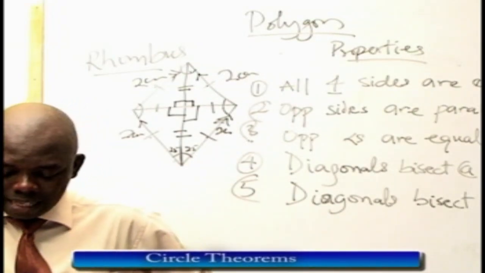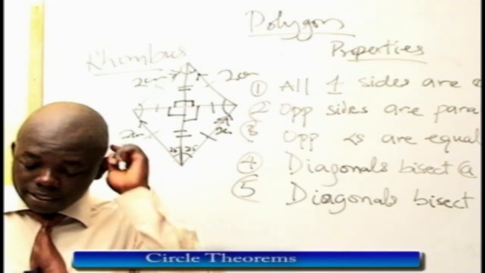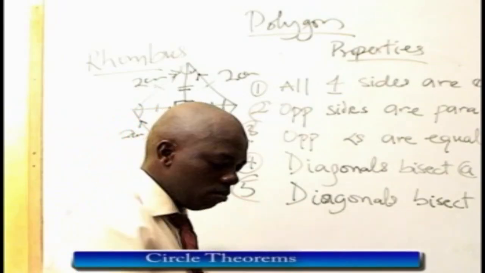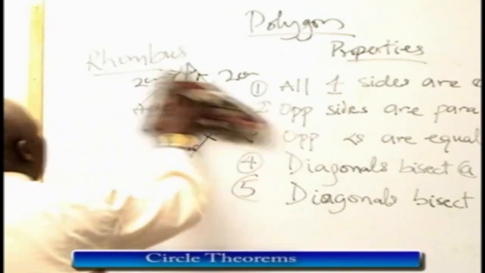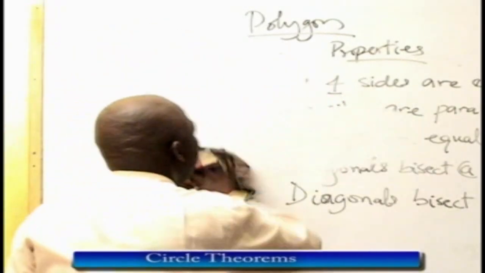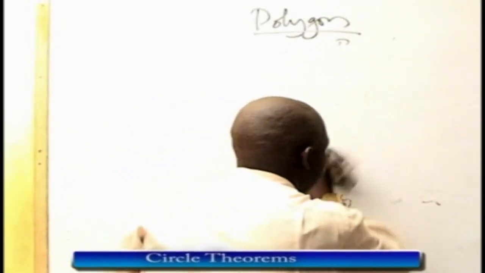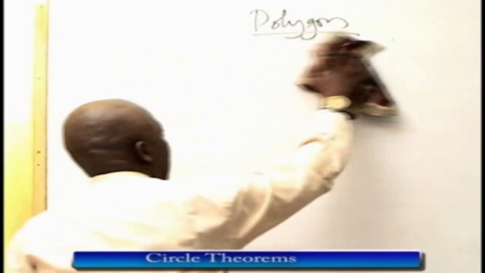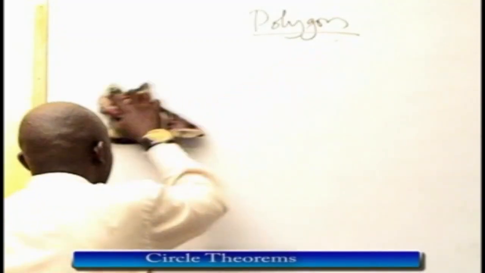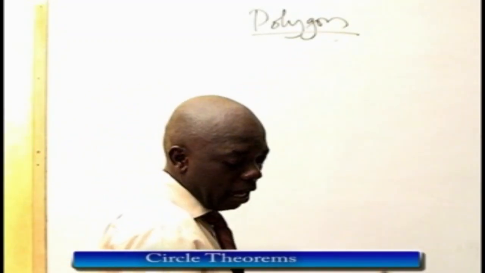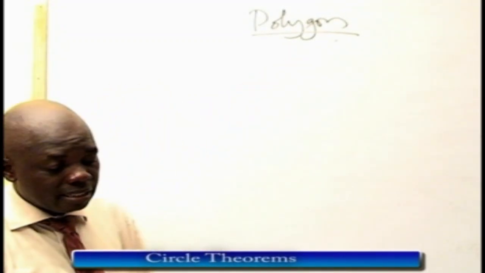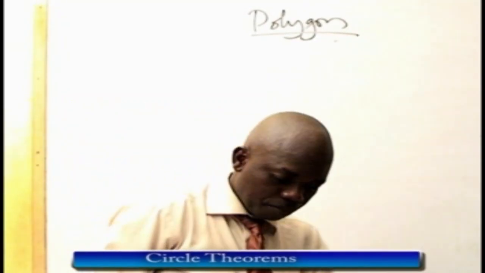A pentagon, for instance, has 5 sides, and the sum of the angles is gotten by a particular formula. Let's quickly look at the names based on the sides. The number of sides a given polygon has is what determines the name that it bears.